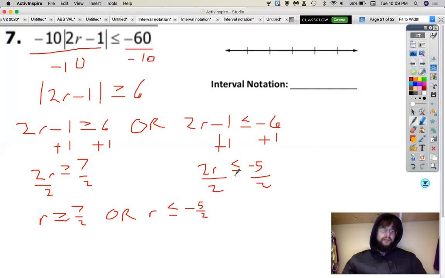Graph it. This one's on the left, that one's on the right. I'm just marking these on here. I'll call that -5/2. I'll call this 7/2. Does it really matter? No, as long as this one's on the left and that one's on the right, because smaller numbers go over here, and negative's definitely smaller than positive.